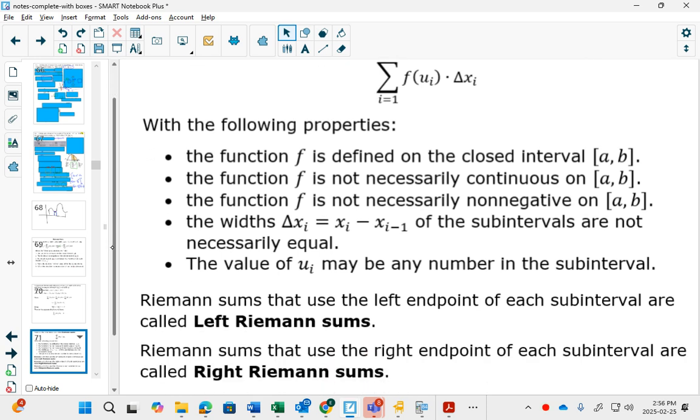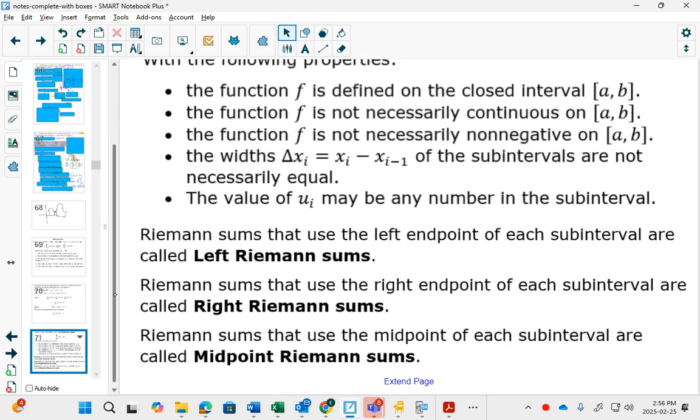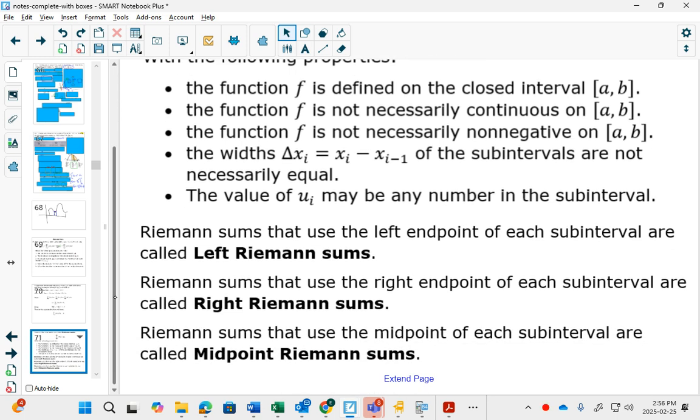And you can take any value in a subinterval. So as a result, we come up with things called left Riemann sums and right Riemann sums. There's also midpoint Riemann sums, but more commonly we do left and right. Instead of always finding the smallest one, why don't we always use the left point? Instead of always finding the biggest one, why don't we always use a right point? And this frees us up to do functions that aren't necessarily always increasing or always decreasing.